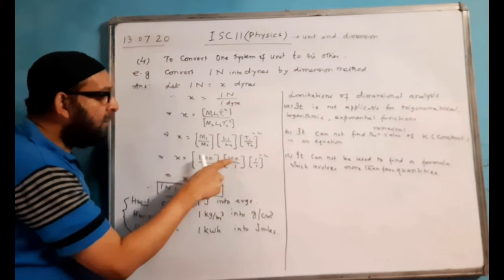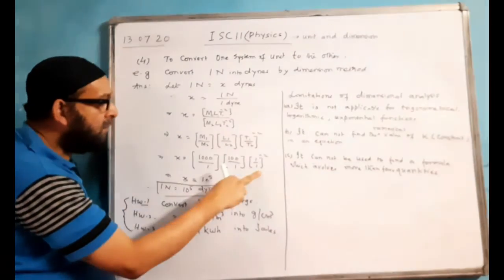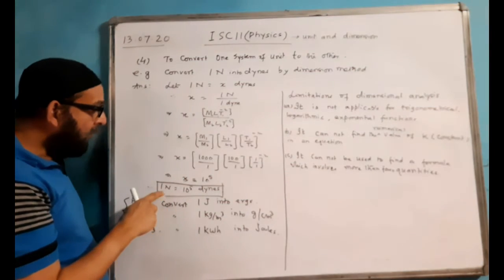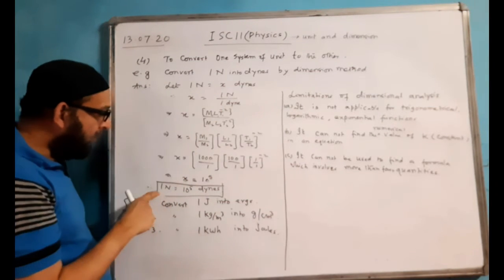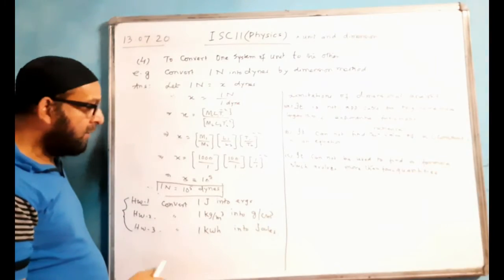Now 1000 into 100 will become 10 to the power of 5. 1 to the power of anything is 1, so we are leaving this also. Answer remains x equal to 10 to the power of 5. Therefore, this value we are putting back. Therefore, 1 Newton is equal to 10 to the power of 5 dynes. This is the answer for this.